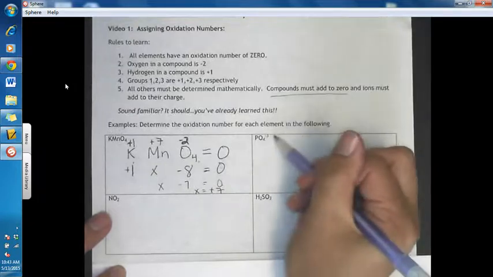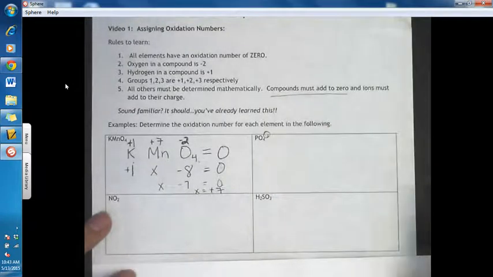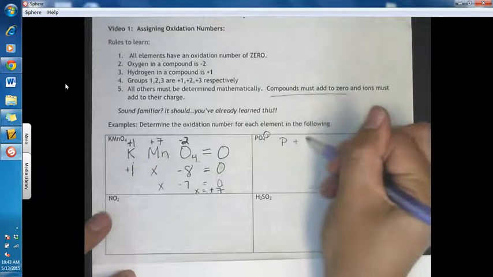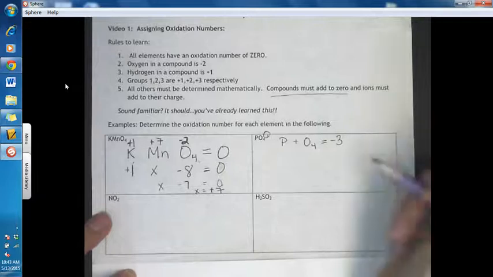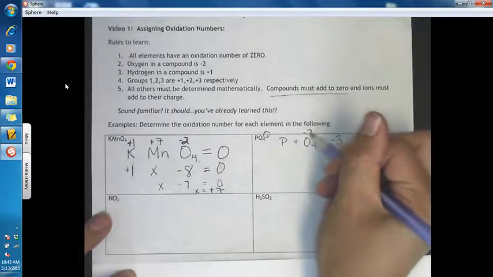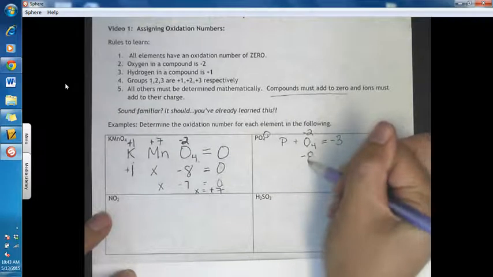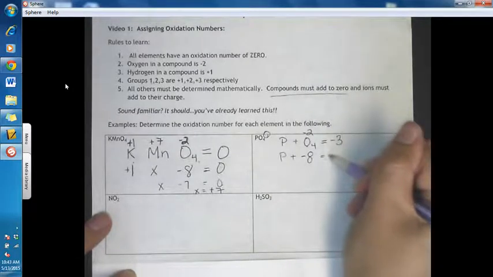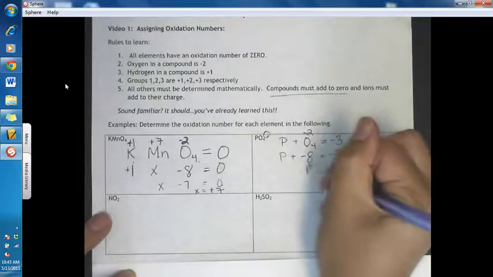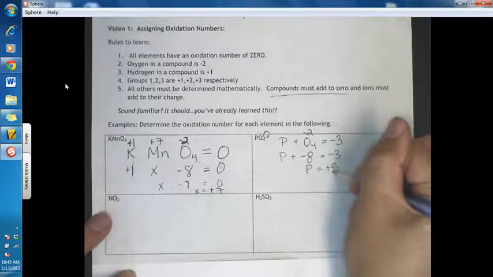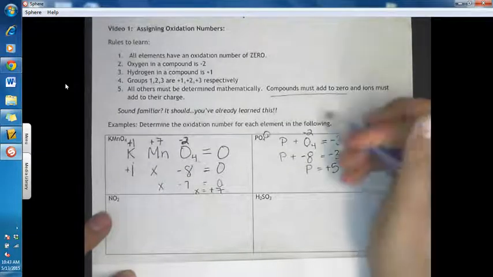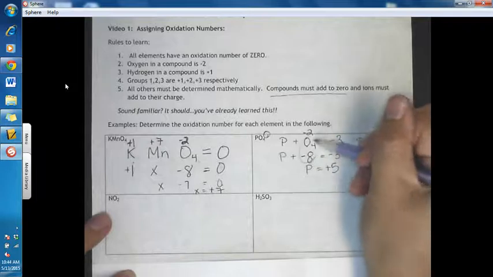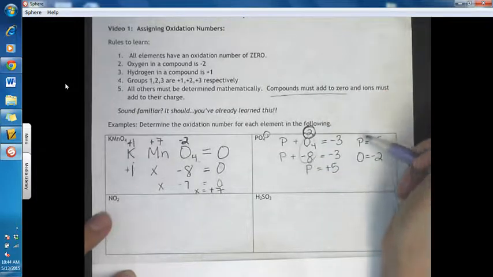If we have a polyatomic ion, they always have a charge. So that means my phosphorus plus my 4 oxygens has to equal a total charge of -3. Oxygen is always -2 times 4 gives me -8, plus my phosphorus equals -3. Add 8 to both sides, so phosphorus equals +5. That means phosphorus has an oxidation number of +5. Oxygen has an oxidation number of -2. Not -8, that's the total contribution it has. Its oxidation number is -2.